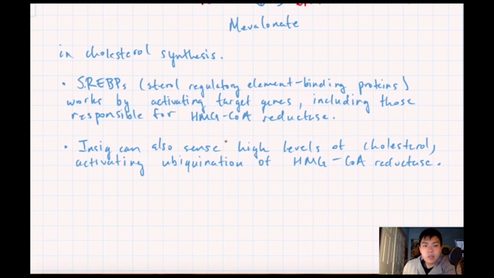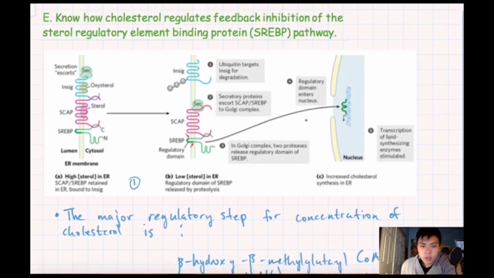And then lastly, this protein has another function. It can sense when you have high levels of cholesterol. So right here, we talked about low levels of cholesterol. It can sense high levels of cholesterol, and it basically ubiquitinates your HMG-CoA reductase. So yeah, draw this in your notes and read each step. I went through that really fast, but we did a lot of this in 445. It should not be very hard to understand, I don't think.